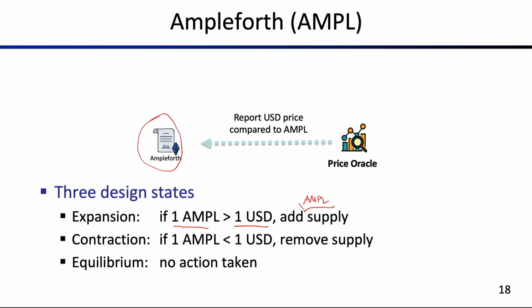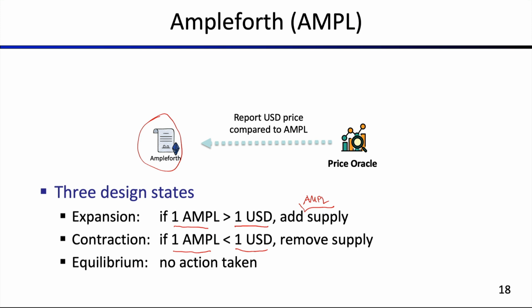On the other hand, if one Ample token is worth less than $1, you need a contraction mechanism. So you need to remove Ample supply from the economy in order to make the Ample tokens more scarce, which would increase the price of Ample, pushing the value of one Ample towards $1. And if one Ample is equivalent to $1, obviously there's no action that needs to be taken. So it's certainly quite an interesting stablecoin design, or stablecoin proposal.